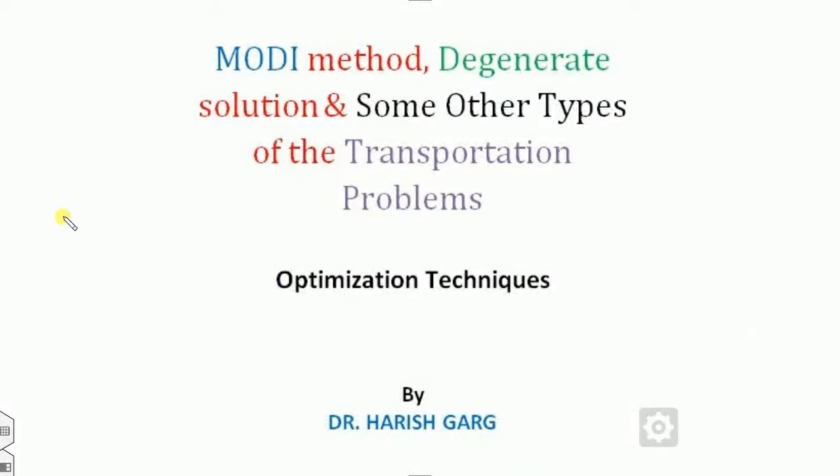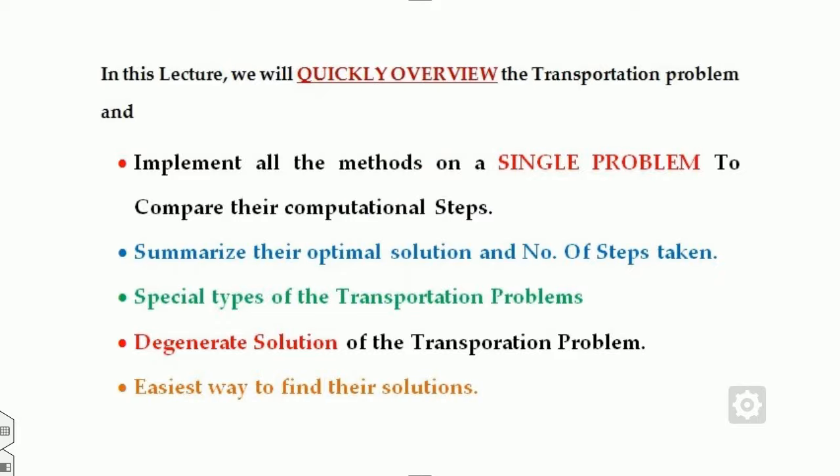In this lecture, we will study the optimality conditions of the transportation problem, that is, by using the Modi method, study some degenerate solutions and some special types of optimization problems. Myself, Harish Garg. So here, we will quickly overview the transportation problem.